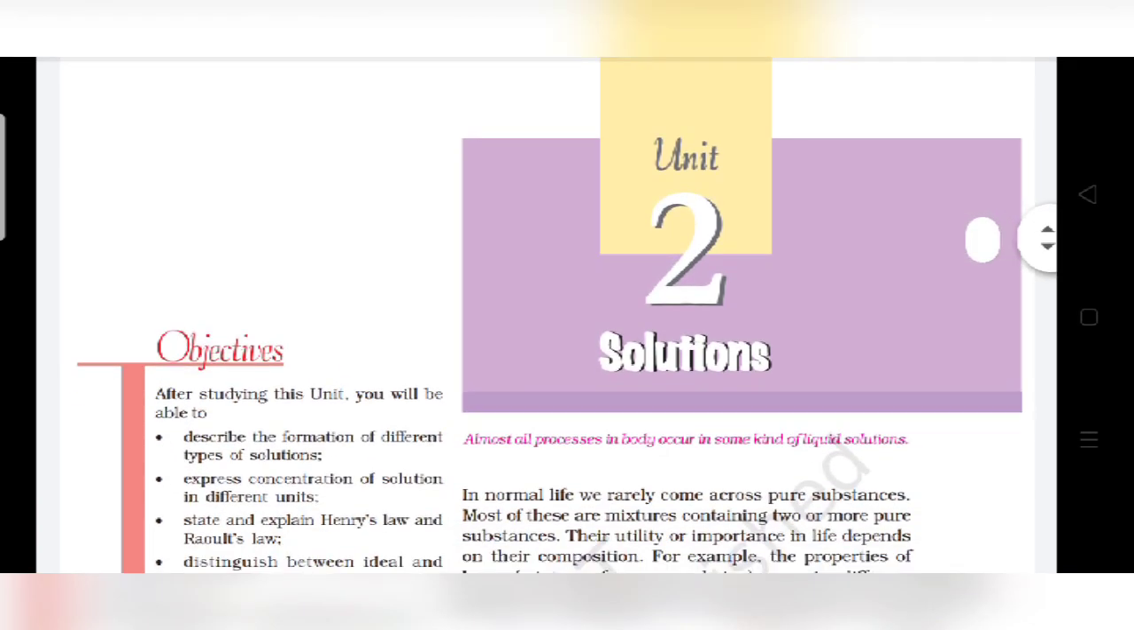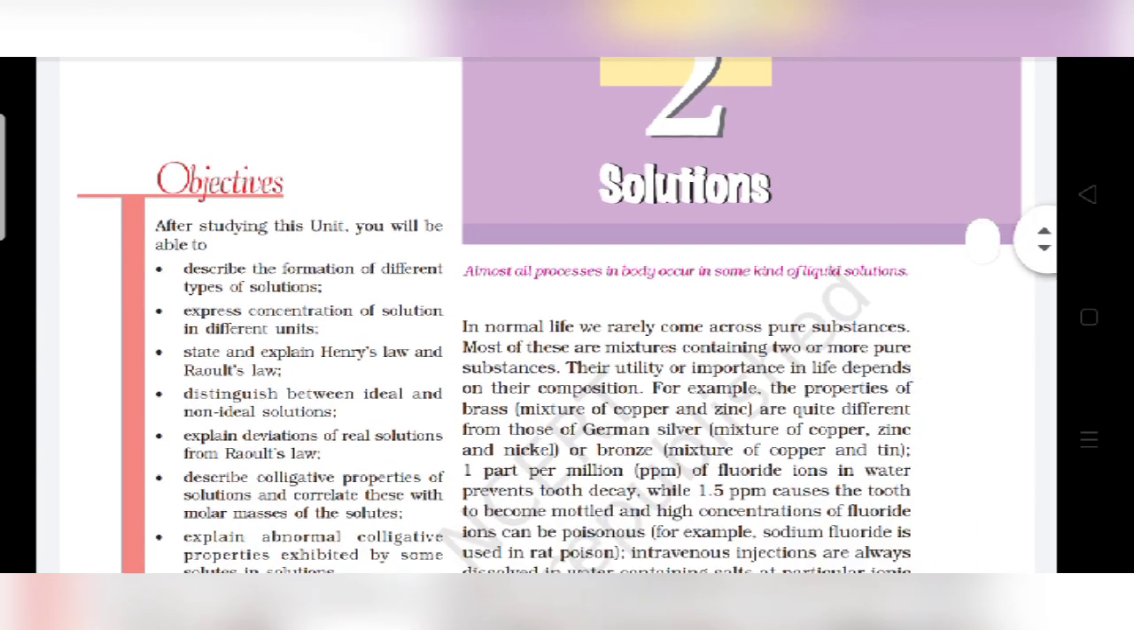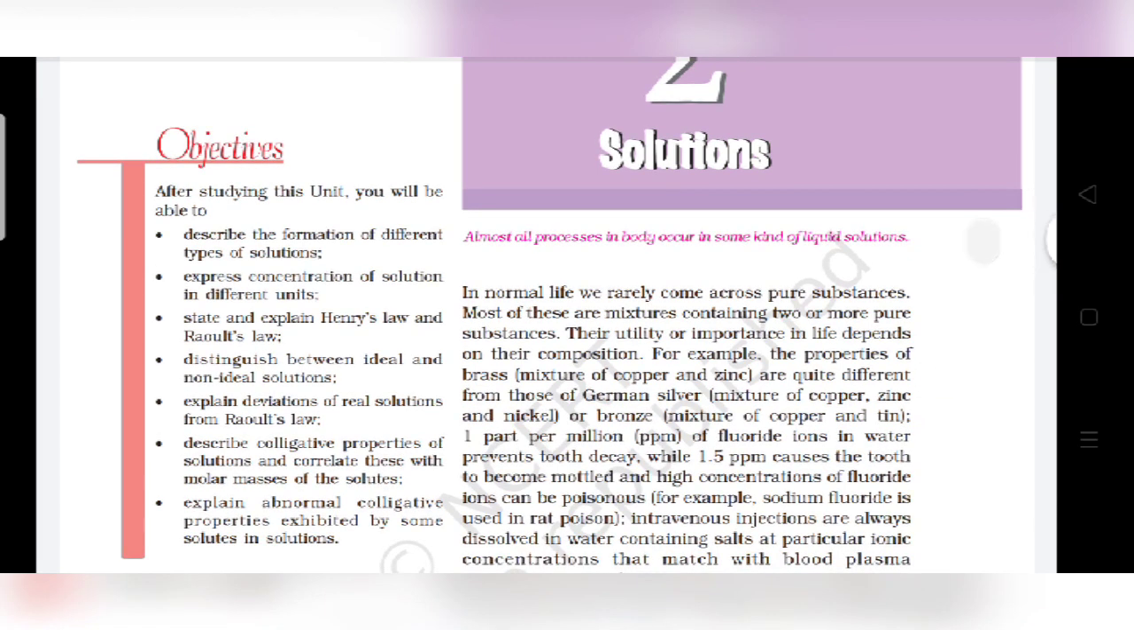Today we'll learn Unit 2, Solutions. Let us first see the objectives of this chapter. In this chapter, students will learn to describe the formation of different types of solutions, express concentration of solutions in different units. Then we come across stating and explaining Henry's law and Raoult's law.